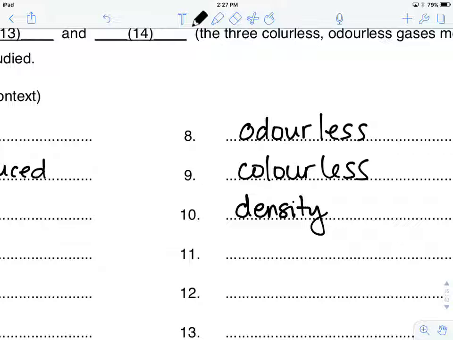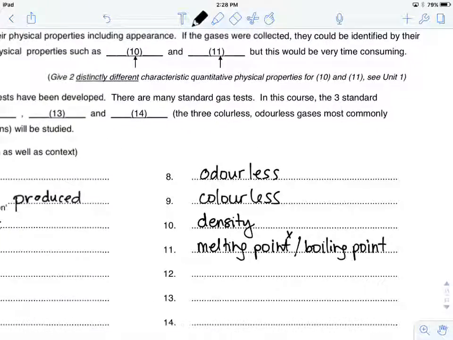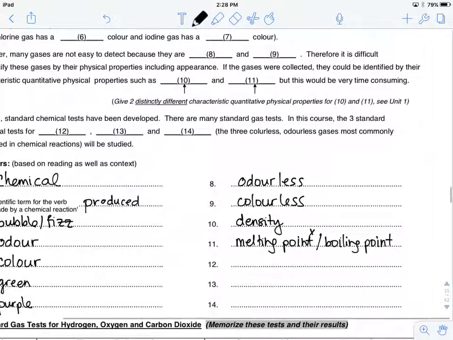We could identify it based on its melting point or its boiling point. Probably not melting point, because gases usually would become a solid only at super cold temperatures. So probably their boiling point, which is where they become a liquid, gas to a liquid. We could identify it that way, but this is very time consuming and very difficult to do.